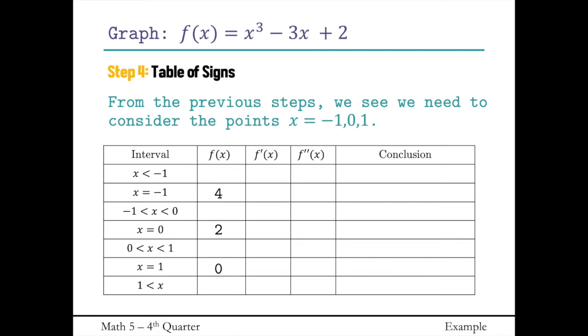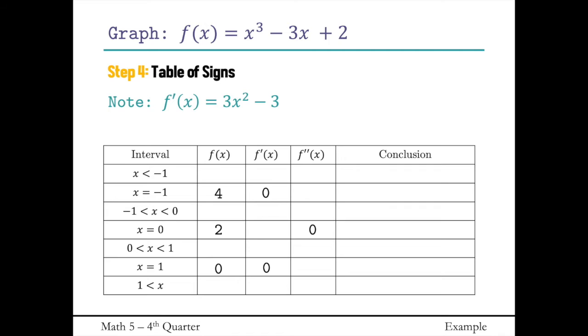Furthermore, we can now see that since negative 1 and 1 are the critical numbers, the first derivative of the function is 0 at these points. And lastly, the second derivative of the function is 0 at x equals 0, since this is a PPOI. Let us now continue filling out our table of signs on the third column.